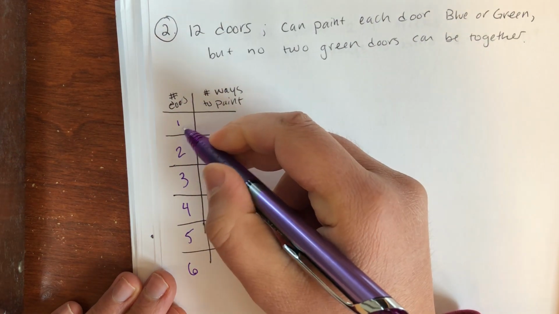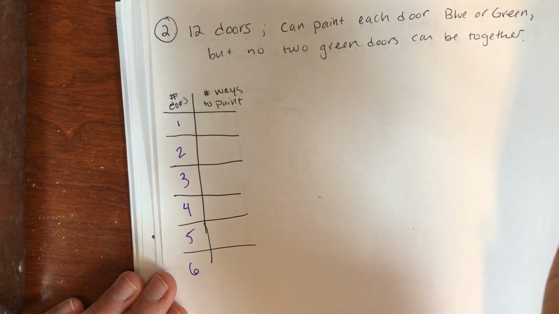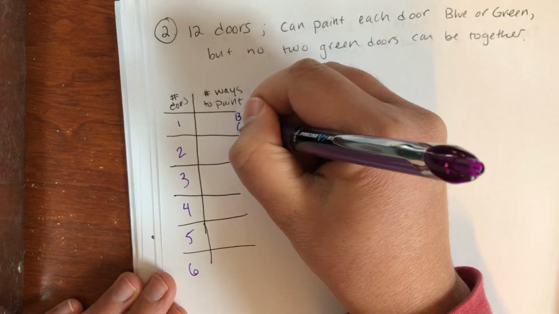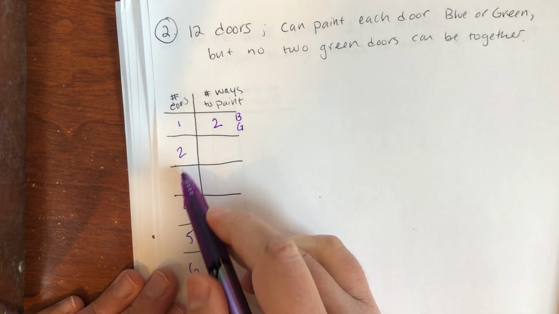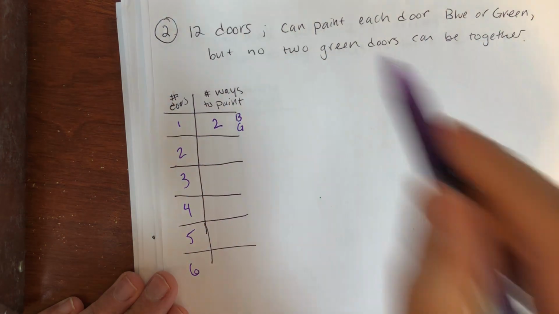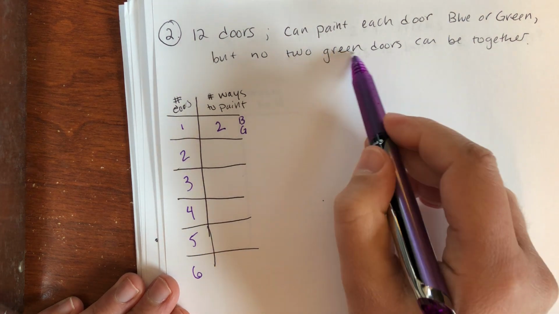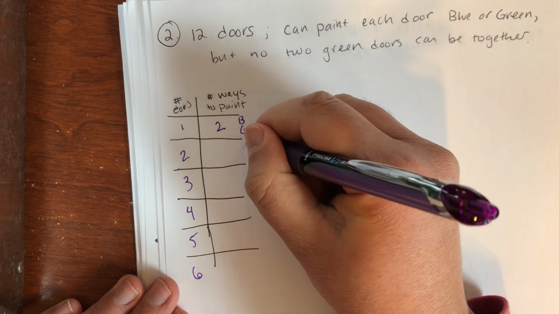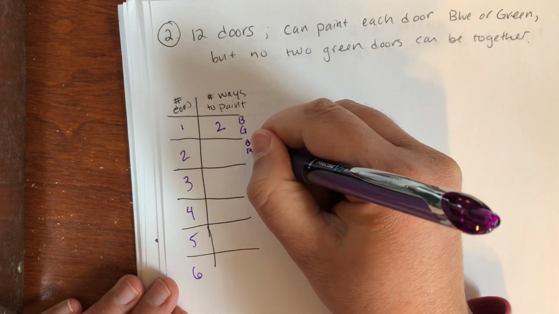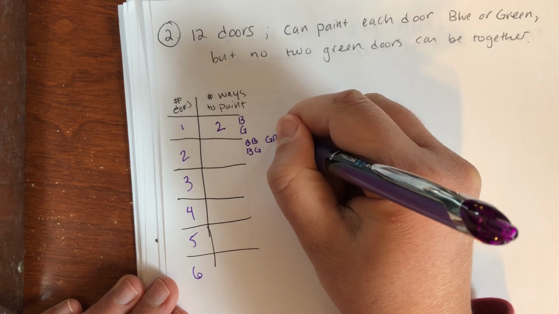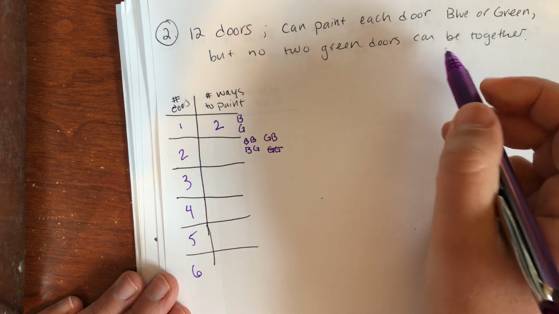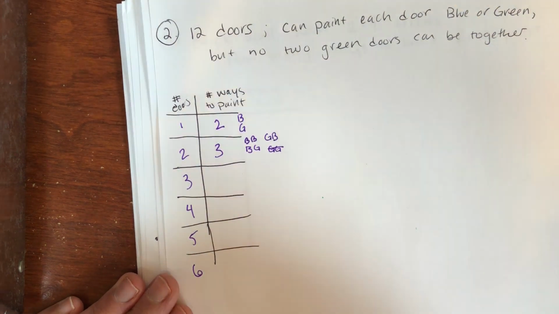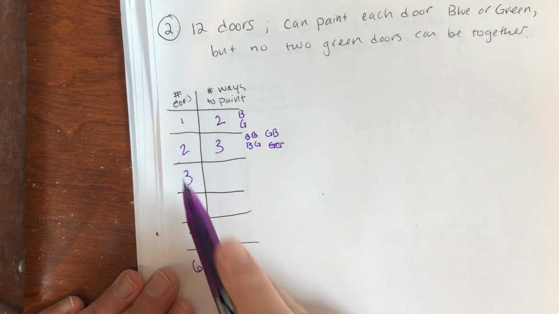All right, if your hallway had 1 door, then you could paint that door blue or you could paint it green. Those are your only options, so there's 2 ways. If your hallway had 2 doors, okay, now we can paint them in any way we want, provided there's no 2 green doors together. So you could paint them blue, blue, blue, green, green, blue. The only thing you can't do is green, green, right? Green doors can't be next to each other. So there's 3 ways to paint with only 2 doors.